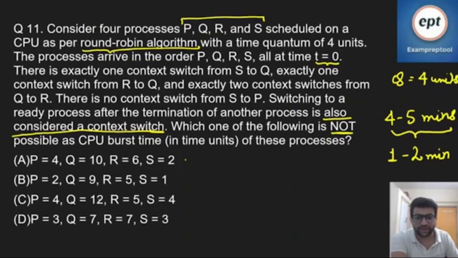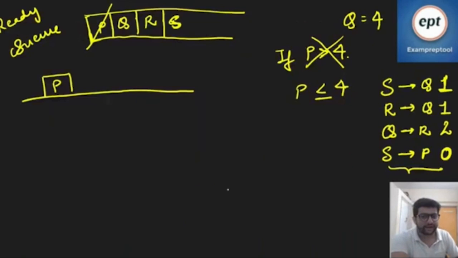So let's see the options. We have been given that option A, P equals 4, this satisfies. P equals 2, this also satisfies. P equals 4, this also satisfies. And P equals 3 is also satisfied, right? So P less than or equal to 4 is correct, and we have to remember this condition, right?